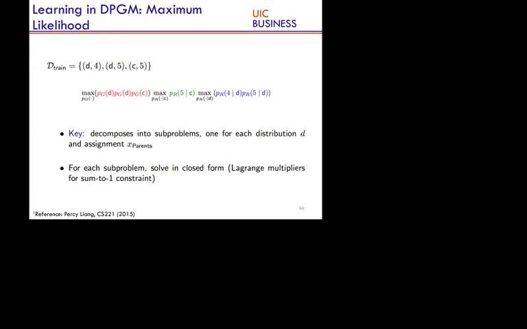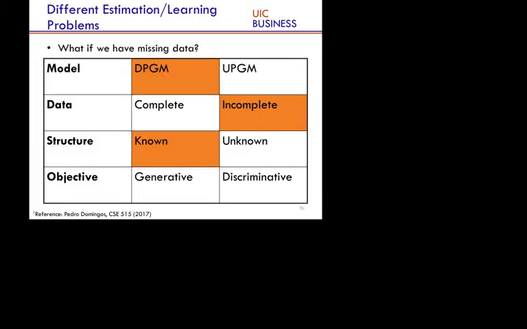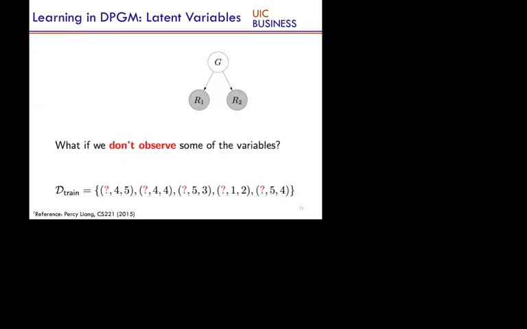So for Bayes networks or directed probabilistic graphical models, the computation of the parameters is kind of easy. You just focus on each factor and you can just use counts and normalization to get to these numbers. But what do we do if you have missing data? You have the directed probabilistic graphical model, the structure is known so the edge directions are known, but the data is incomplete. What do I mean by that?